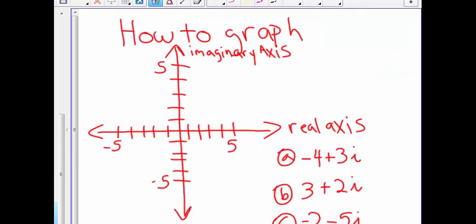All right, so graphing. Again, this is one of those things that if you don't know how to do on the ACT, might be impossible, but these are so easy to do. So remember, the real part is just like your x movement, the real axis. And then the b part is the imaginary. So we'd go back 4, up 3. Now for B, we go right 3, up 2. And then C is -2 minus 5i. So we go back 2, down 5. Doesn't get much easier than that.